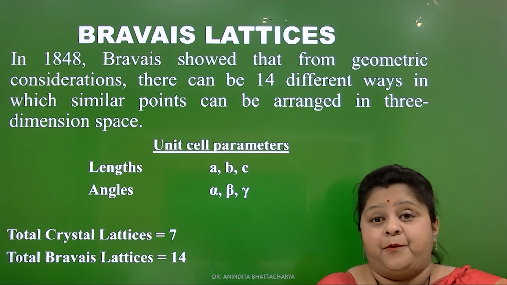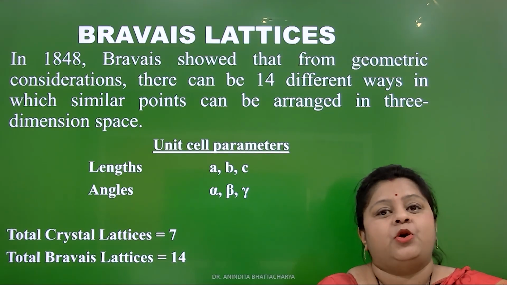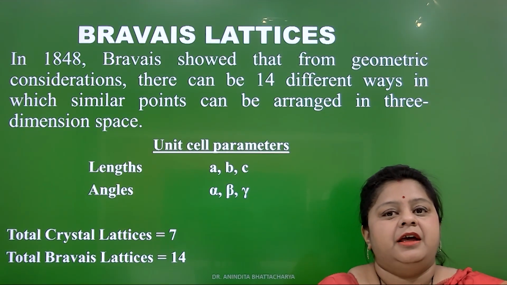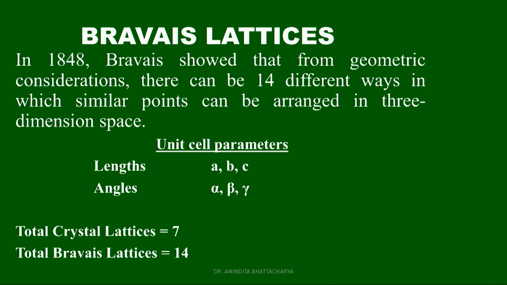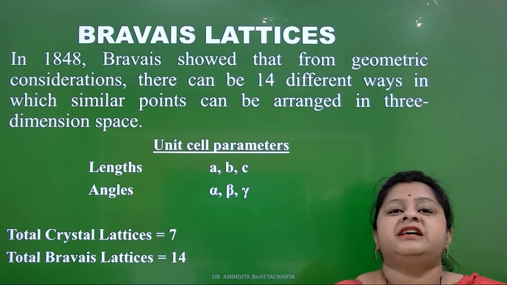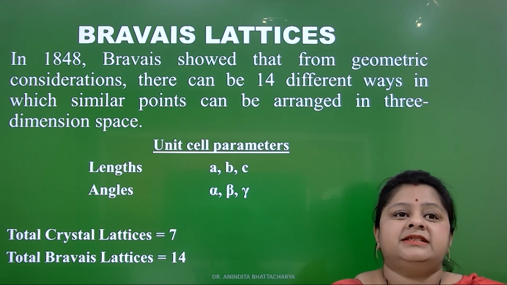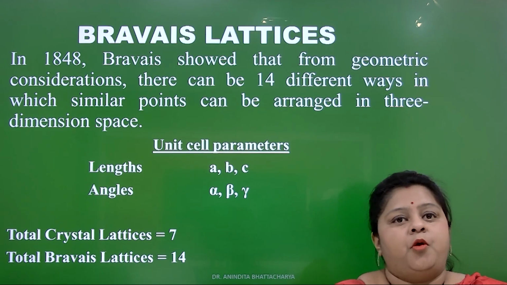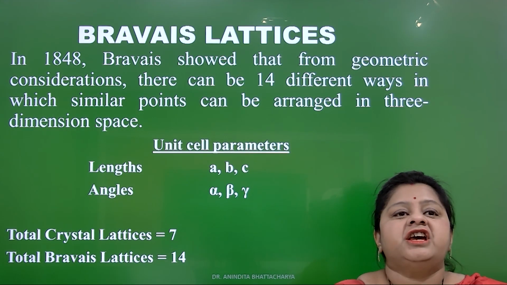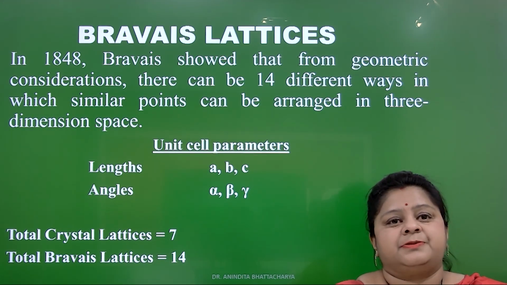Bravais, an important name in solid state chemistry. He has a notable contribution in structure determination. In 1848, Bravais showed that from geometric considerations, there can be 14 different ways in which similar points can be arranged in three-dimensional space.